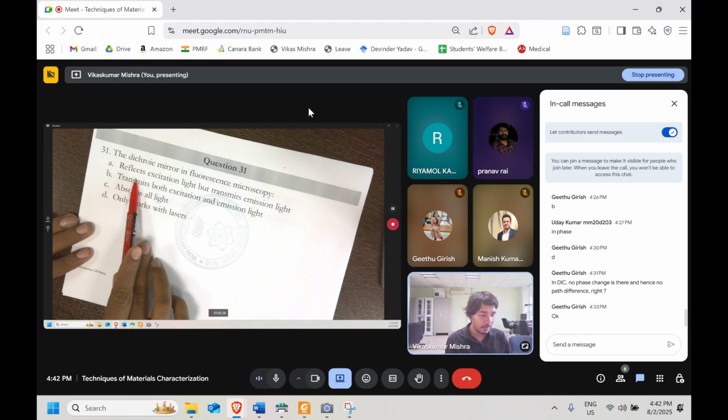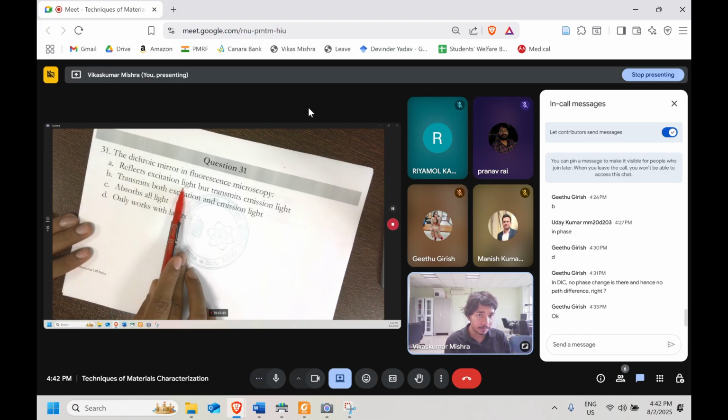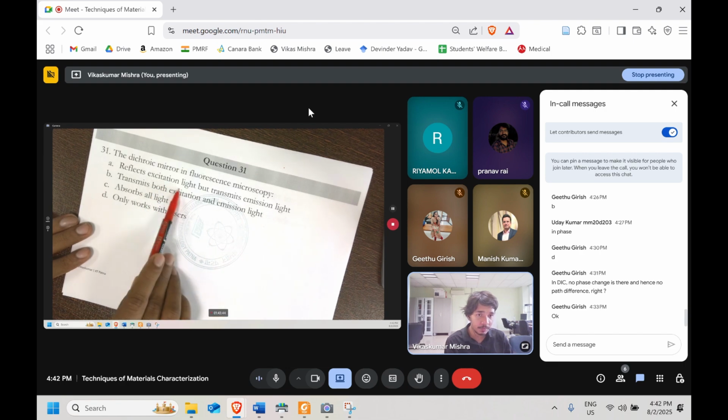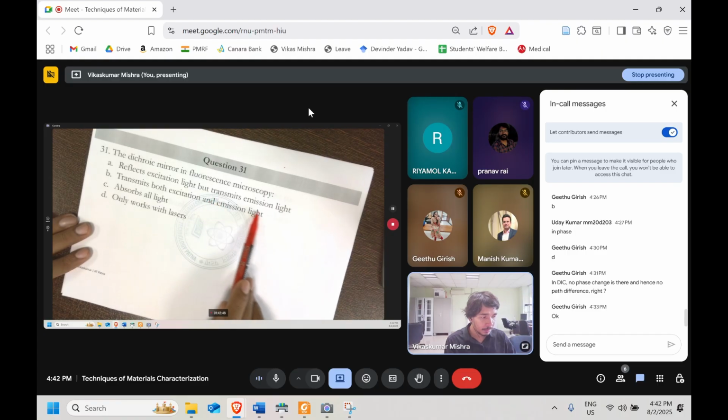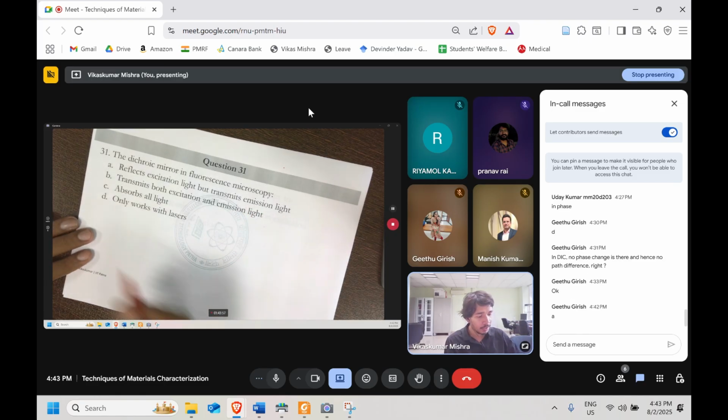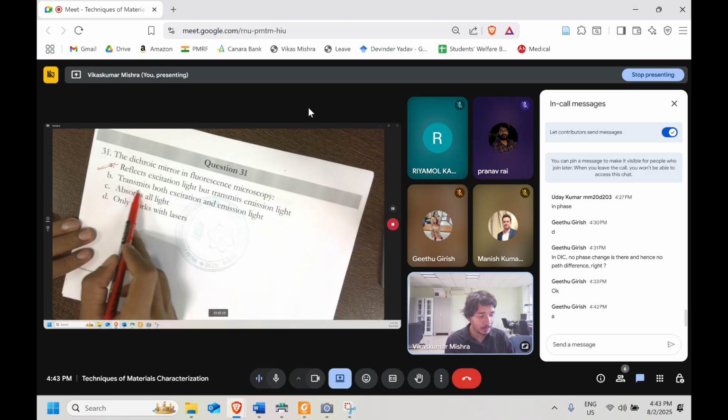Let's read it. Reflect excited light, but transmit the emission light. Excited light is the one which we are passing from the light source. It will transmit the emission light. Is it true or false? Option A is the right answer. Very good. Transmit both? No.